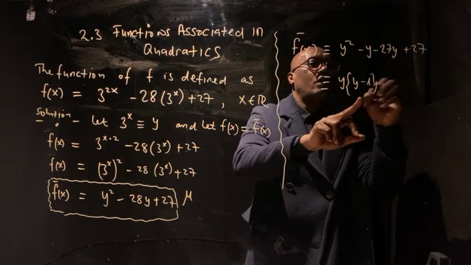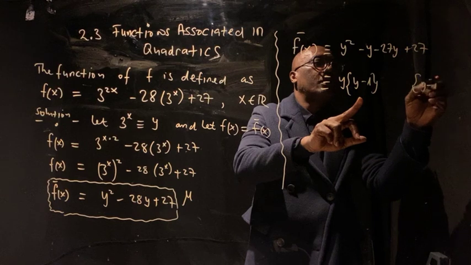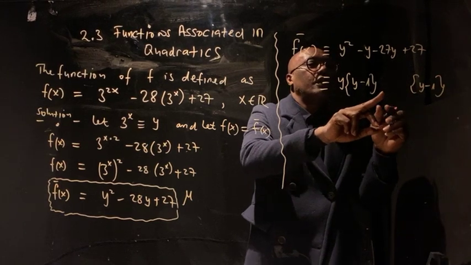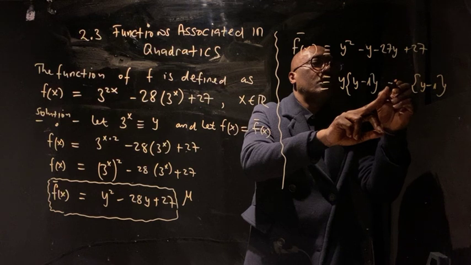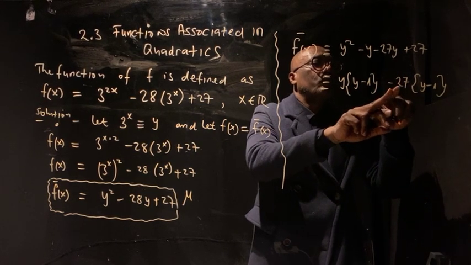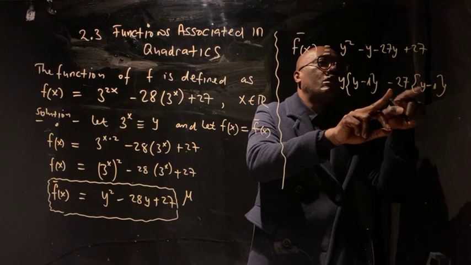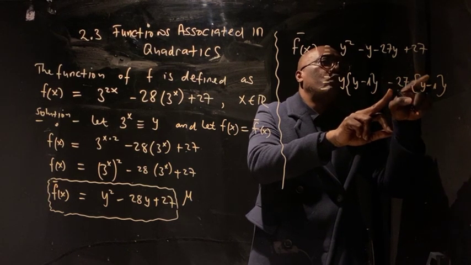The same y minus 1 should be here. Y minus 1. And then this one will be minus 27. So it will be minus 27 multiplied by y, we will have it here. Minus 27 multiplied by minus 1, we have plus 27.